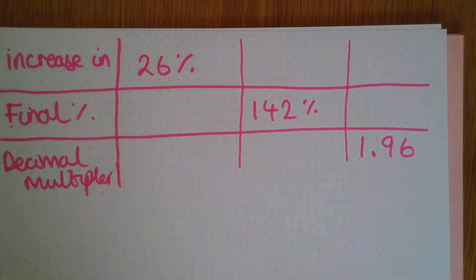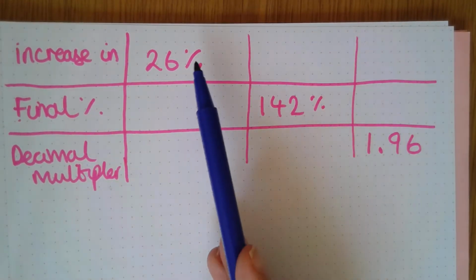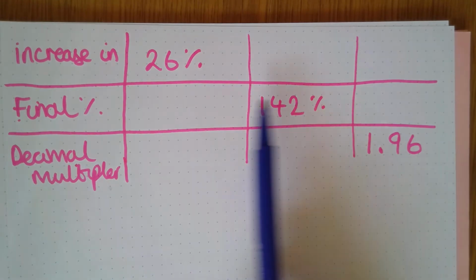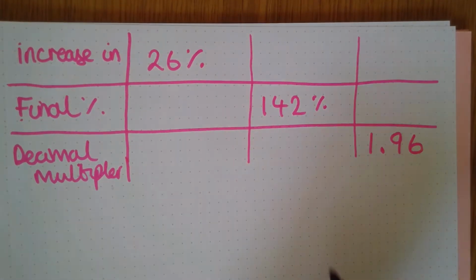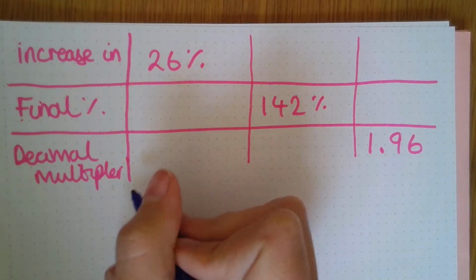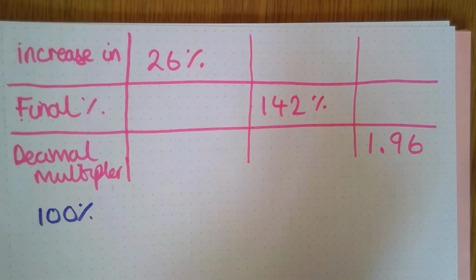Some of you are getting stuck with how to use a table that looks roughly like this. Okay, so I'm just going to do 3 examples, one given the increase, one given the final percent, and one given the multiplier, and then I'm going to do decrease.